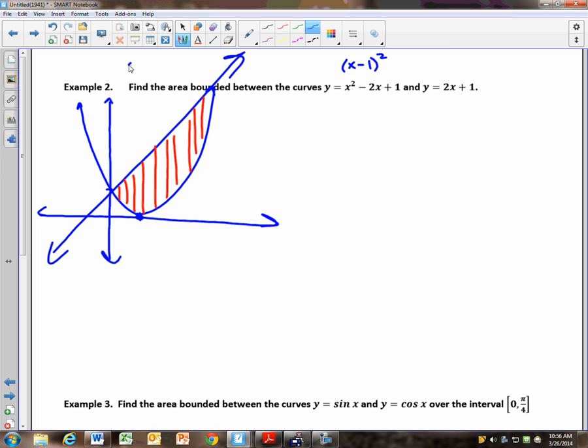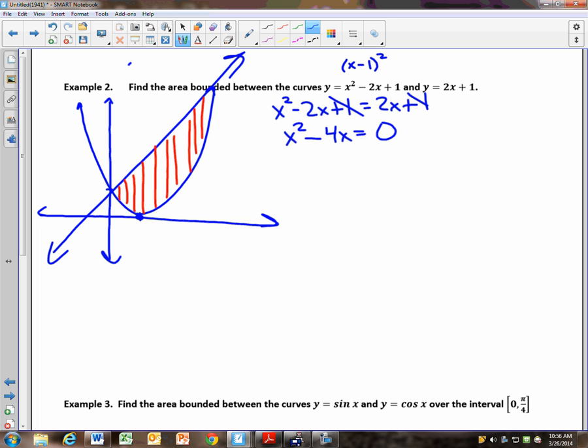So here we go. Before I set up the integral, I should really find the bounds. How do you find the intersection between two things? Set them equal to each other. They're both equal to y. Substitution. X squared minus 2x plus 1 is equal to 2x plus 1. Cancel the ones. Subtract 2x. X squared minus 4x equals 0.